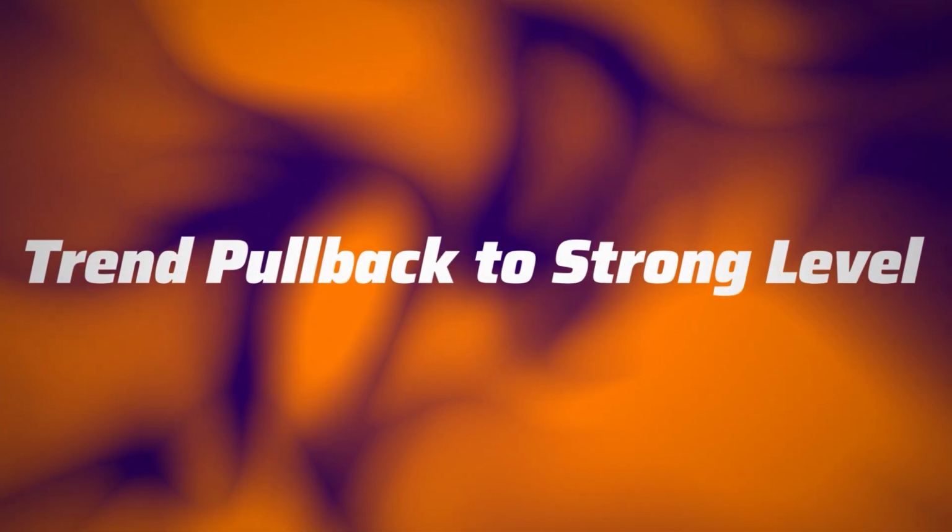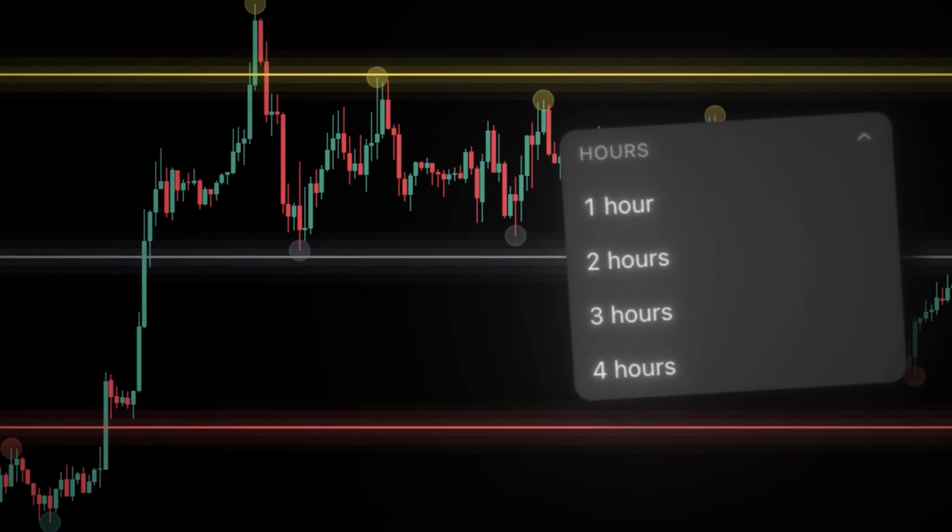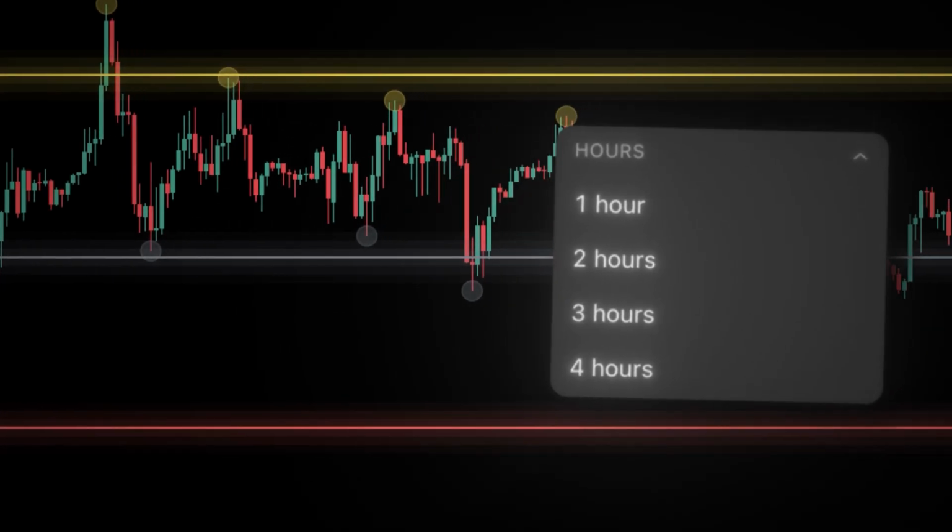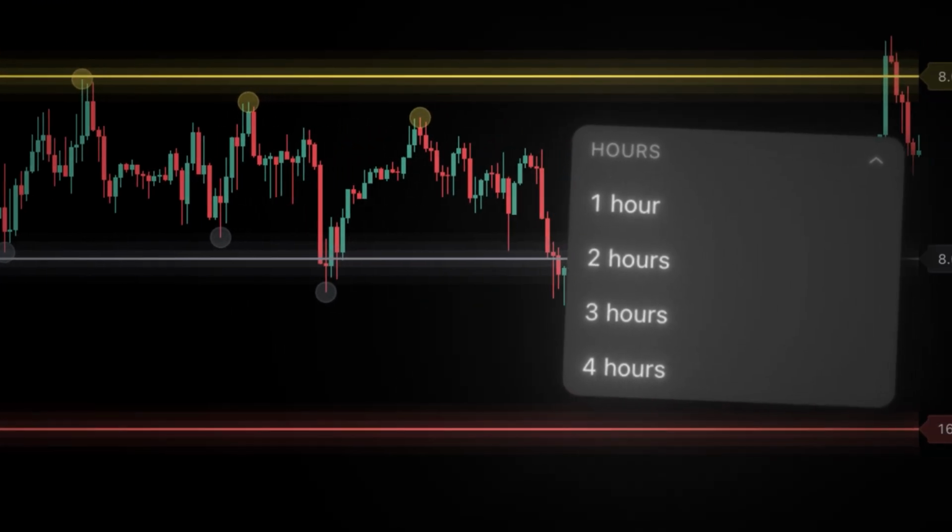Third, trend pullback to strong level. Higher time frame bias leads, and price pulls back into a high strength level. I look for continuation behavior and I trail under structure instead of guessing tops and bottoms.